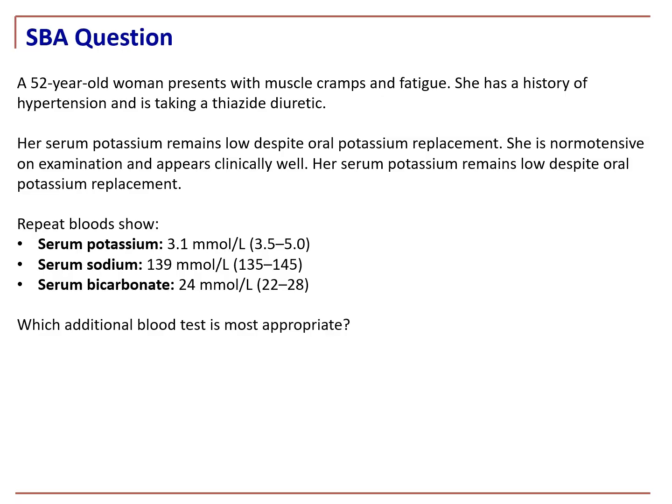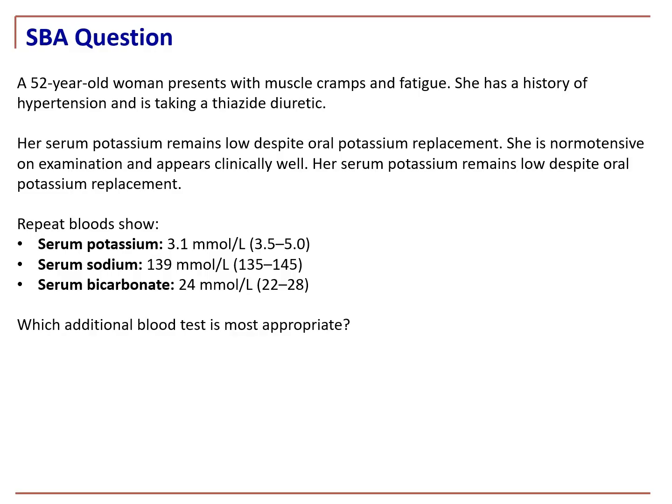A 52-year-old woman presents with muscle cramps and fatigue. She has a history of hypertension and is taking a thiazide diuretic. Remembering, thiazide diuretics can lead to potassium loss. Her serum potassium remains low despite oral potassium replacement. She is normotensive, so blood pressure is normal, and she appears well. Repeat bloods show potassium low, sodium okay, bicarbonate okay. Which additional blood test is most appropriate?